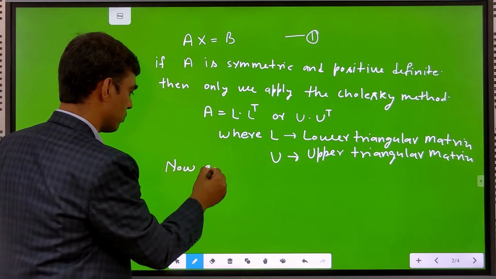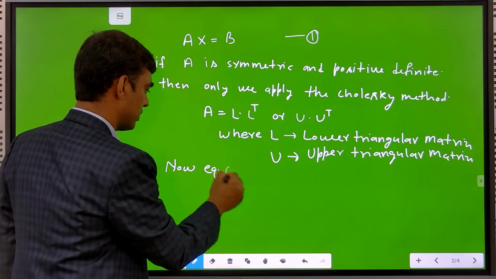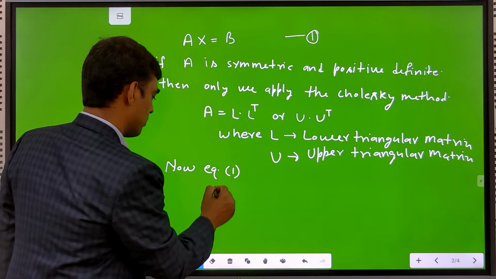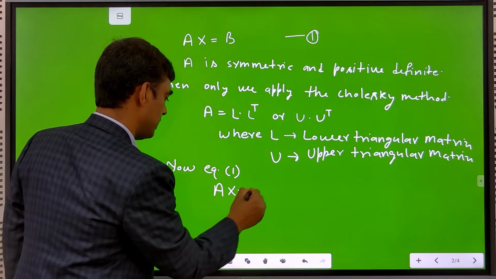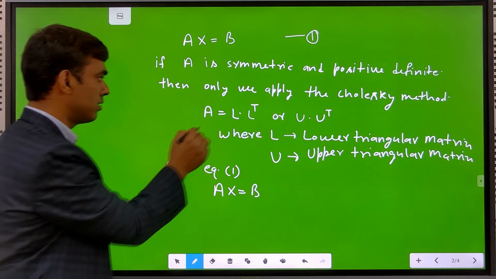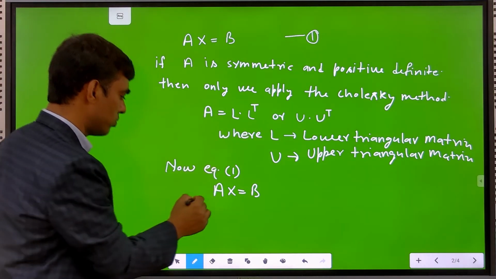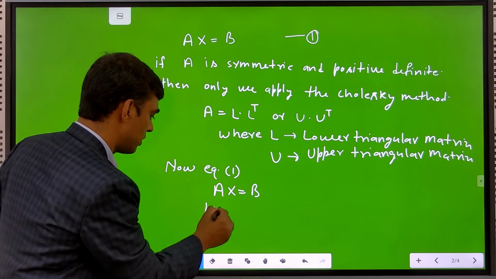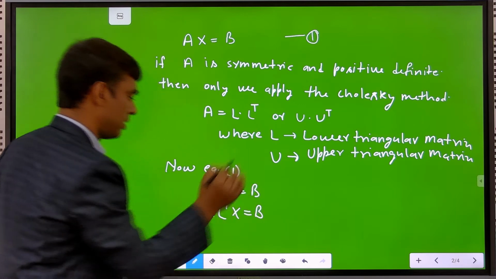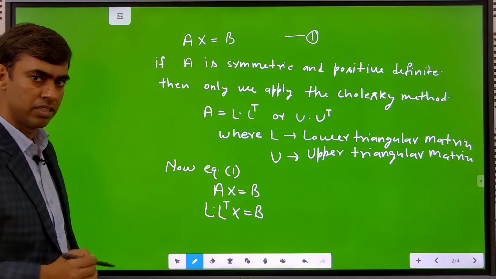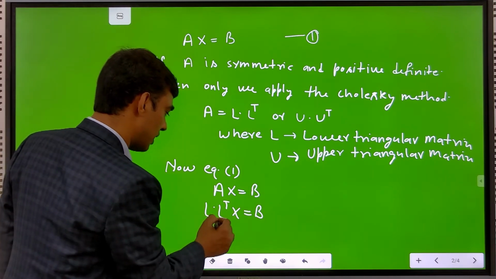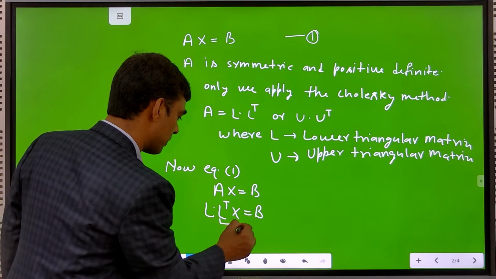Now equation 1 becomes what? Ax equal b. Here we write the value of A that we decomposed into L and L transpose. So here we write L into L transpose x equal b. Then, as usual in all other decomposition methods, we assume that L transpose x equal y.